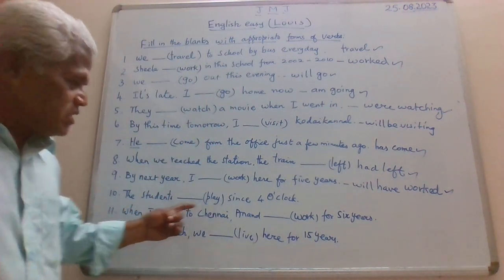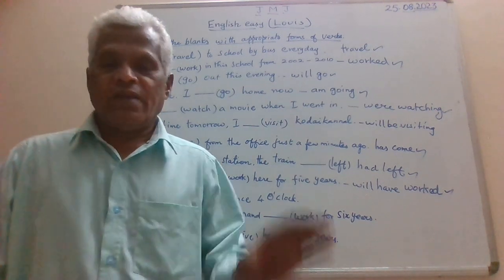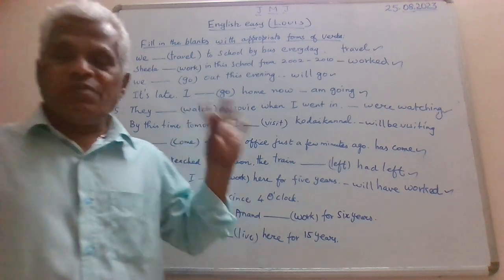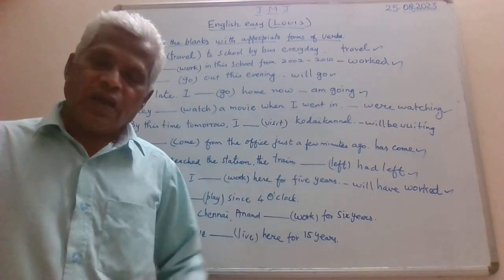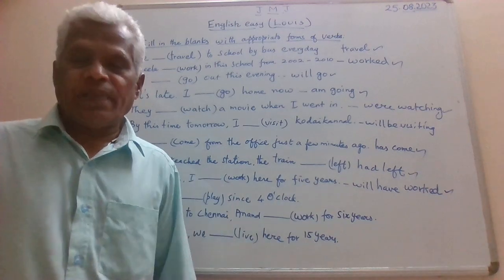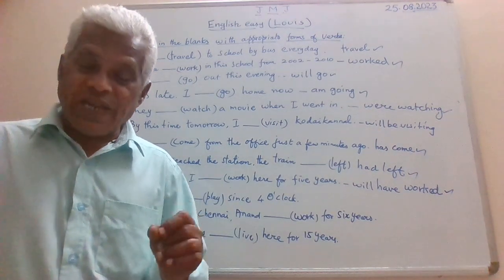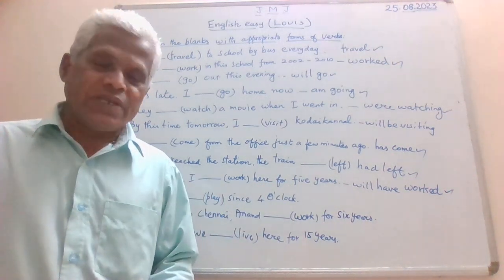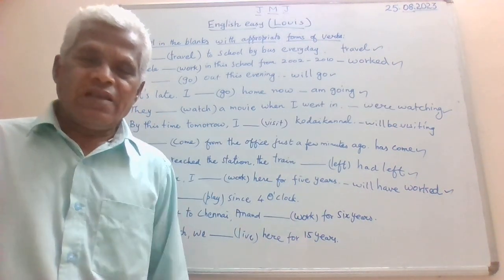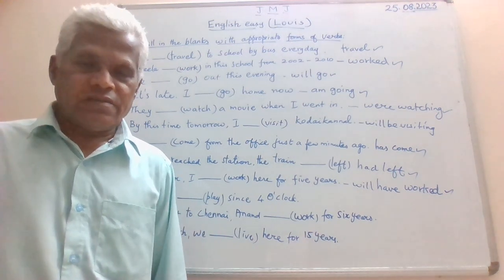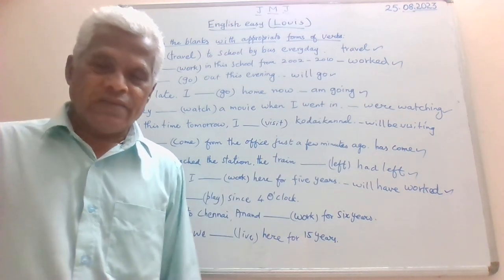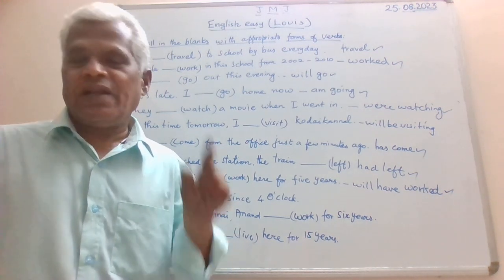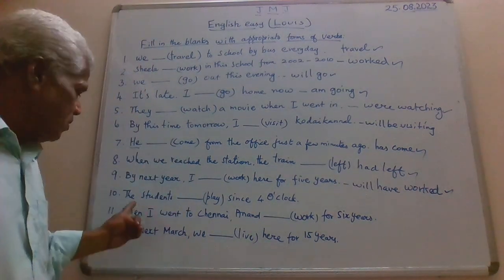Come to the next sentence. The students dash since 4 o'clock. Since 4 o'clock. Play. So they started playing when? 4 o'clock. And it is still going on there. So to describe an action that began in the past, continuing until the present moment, and then we don't know when it is going to end. It is still going on there. So what tense is that? Present perfect continuous tense.